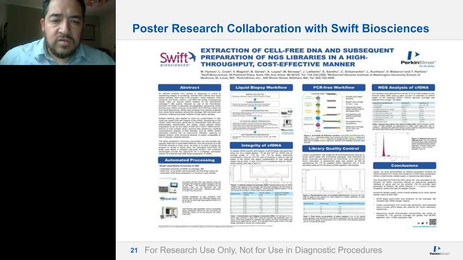So this just shows the poster that we presented, showing this workflow. What I'd like to do in the next slides is expand on a lot of these figures and talk about the ability to quantify, as well as using our DNA for next-gen sequencing analysis, and also feature how Swift provides a means to generate libraries from very low-input, challenging samples such as circulating cell-free DNA and FFPE, formalin-fixed paraffin-embedded tissue.